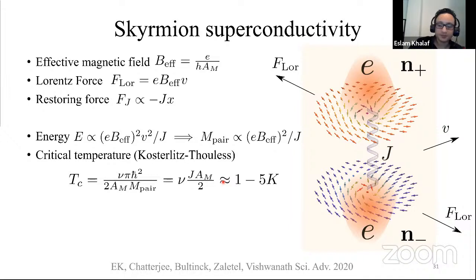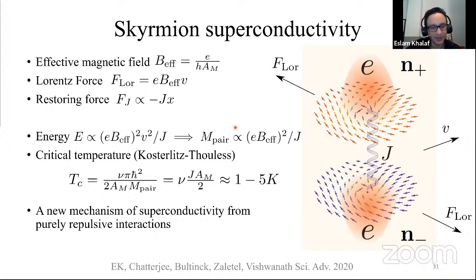So this is in a sense a remarkable result because it tells us that we have found a new mechanism for superconductivity from purely repulsive interactions that relies in this fundamental way on the band topology of the system, on the fact that we can decompose the band structure into a plus Chern band and minus Chern band, or plus magnetic field and minus magnetic field. Of course, this is a kind of a semi-classical picture.